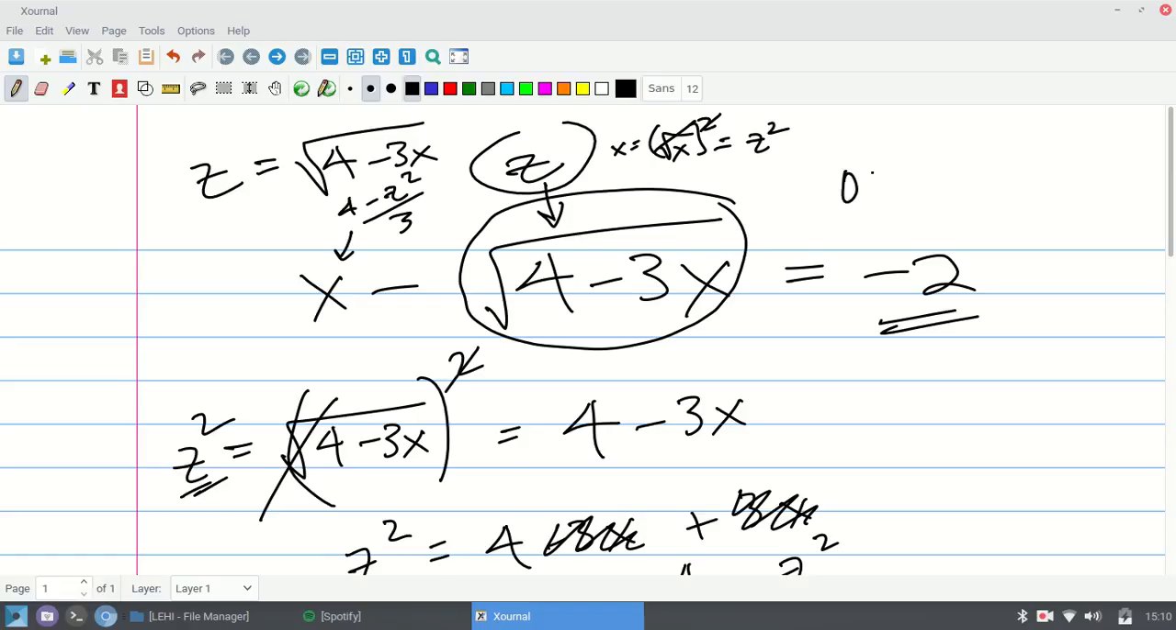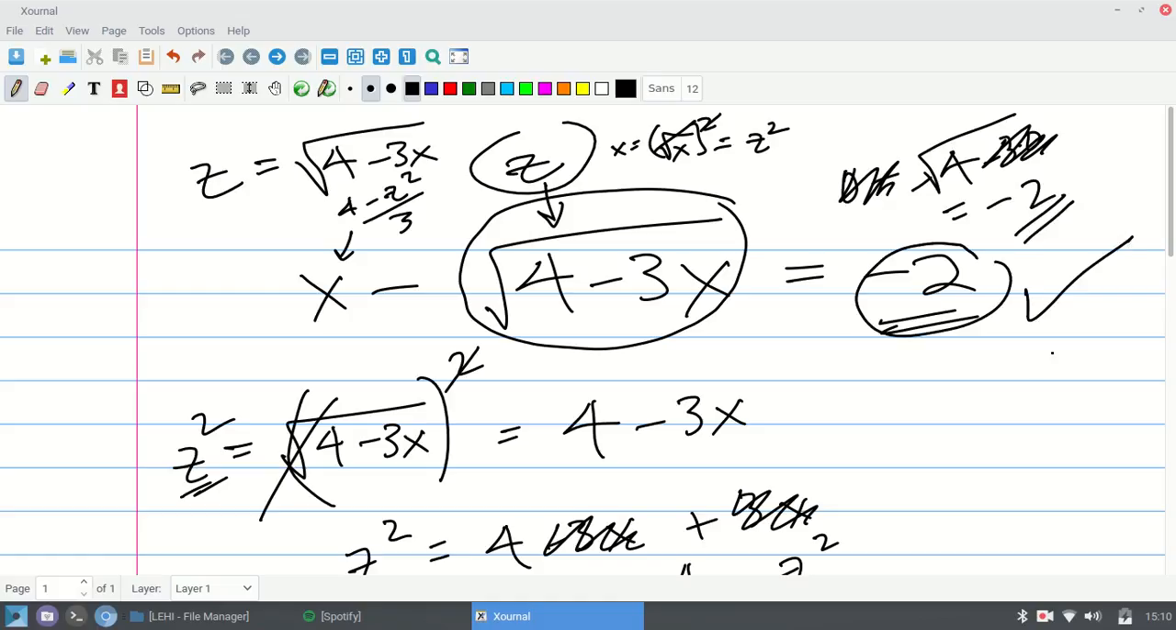So 0 minus the square root of 4 minus 3 times 0. What does that equal? Well, 3 times 0 is 0, so this cancels. This is gone, and I still have a minus there. I can't get rid of that negative. So I get negative root 4. Negative root 4 is negative 2. And so I end up getting negative 2. So my answer is correct.